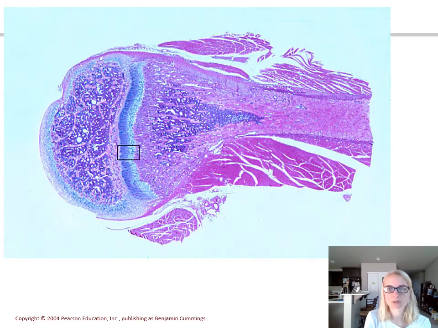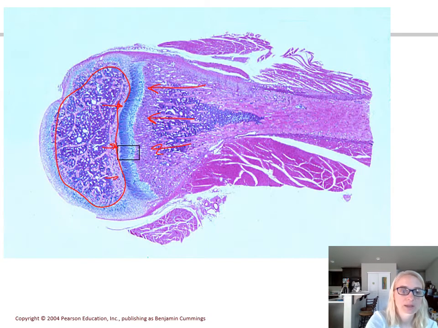And here's just another micrograph picture of the same thing. So here is our spongy bone of our epiphysis. Here's our compact bone. The bone is growing in length this way, while the epiphysis is growing out this way. And then here is our growth plate.